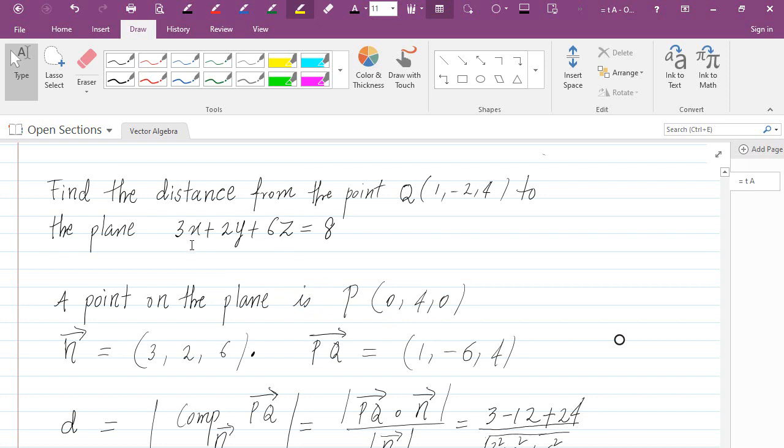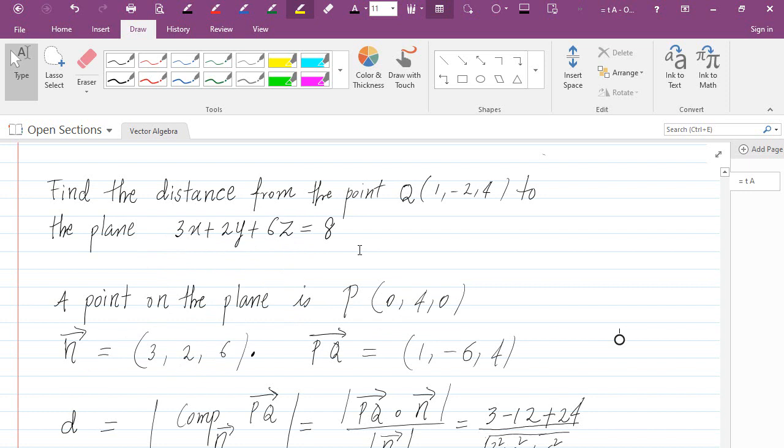Again, I don't have to pick 0 for x and z. I could have picked other values, but those are convenient values to pick here because then it'll be easy to solve for y. Now, what would be a normal vector to the plane? Well, a normal vector to the plane would be given by the coefficients of x, y, and z here, so 3, 2, and 6. So this is a normal vector to the plane. This is a point on the plane.